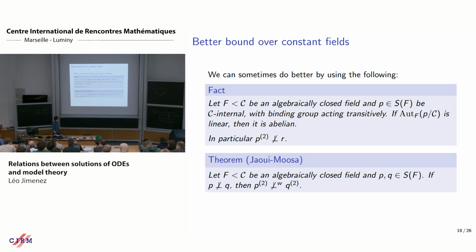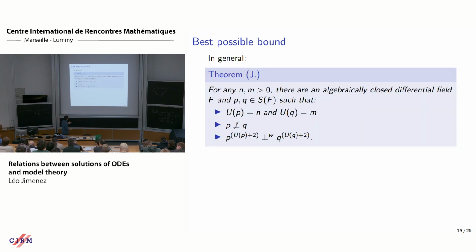Okay, so if you're over a field of constants, you get much, much better, right? You get just this bound. But okay, so in general, the bound is optimal. So what do I mean by that? If I give you any n and m natural numbers greater than 0, I can find a differential field F algebraically closed and P and Q over F such that the U rank of P is n, the U rank of Q is m. They are not orthogonal, but they have the highest possible powers that are weakly orthogonal, okay?